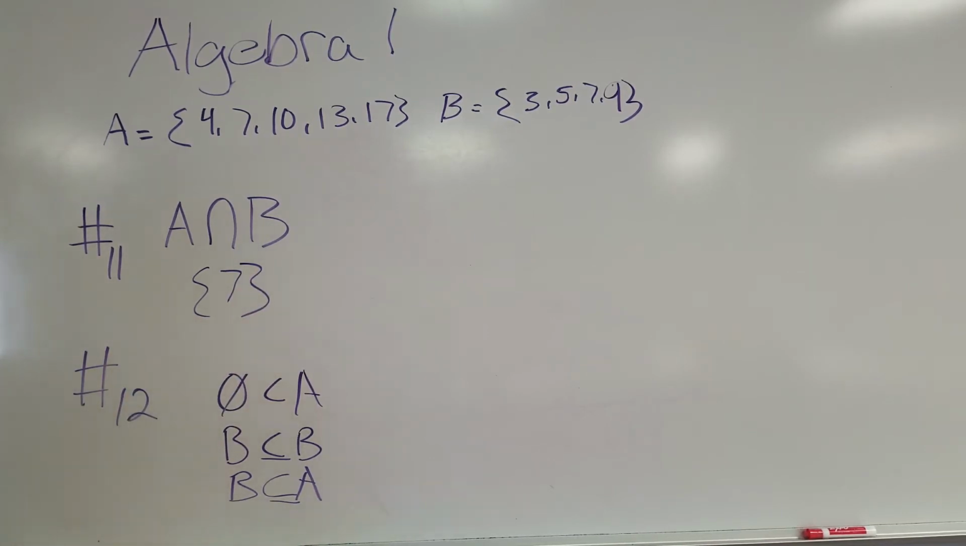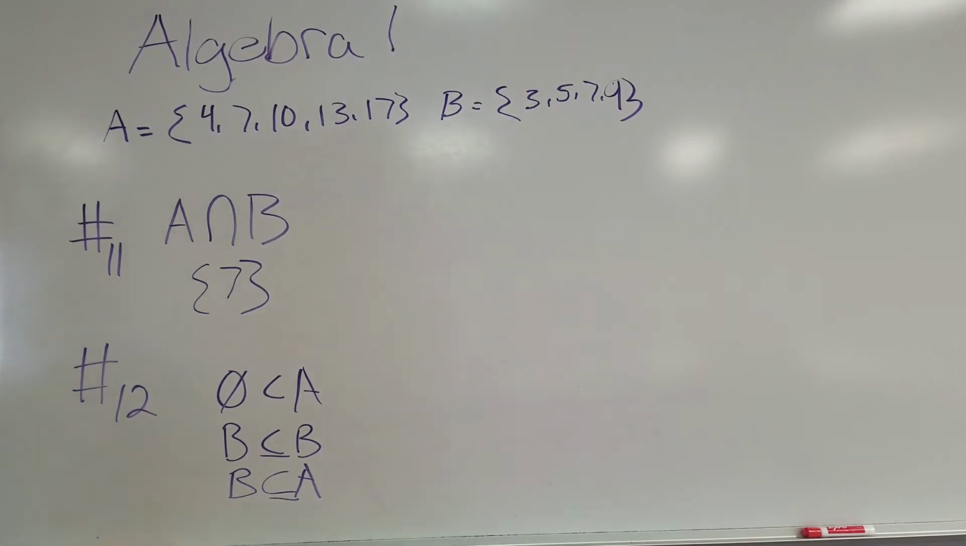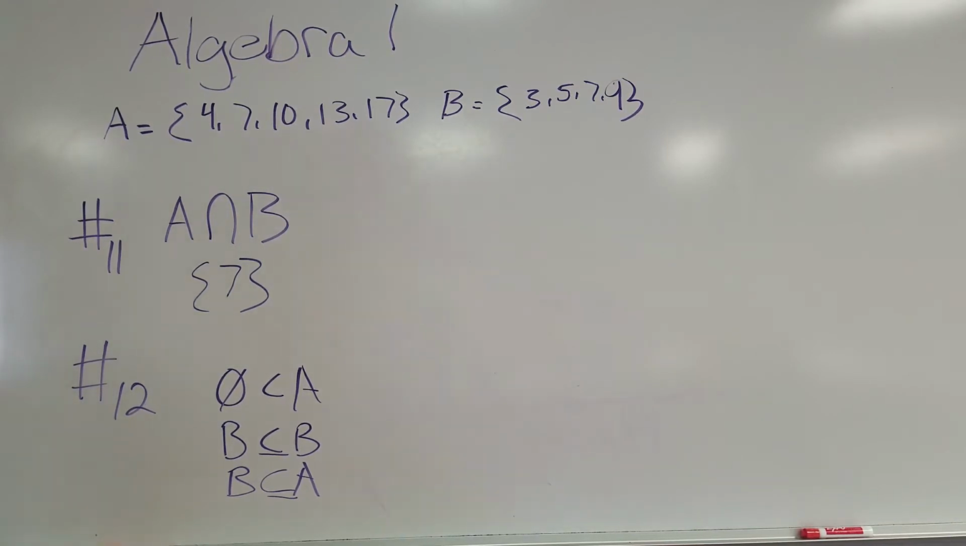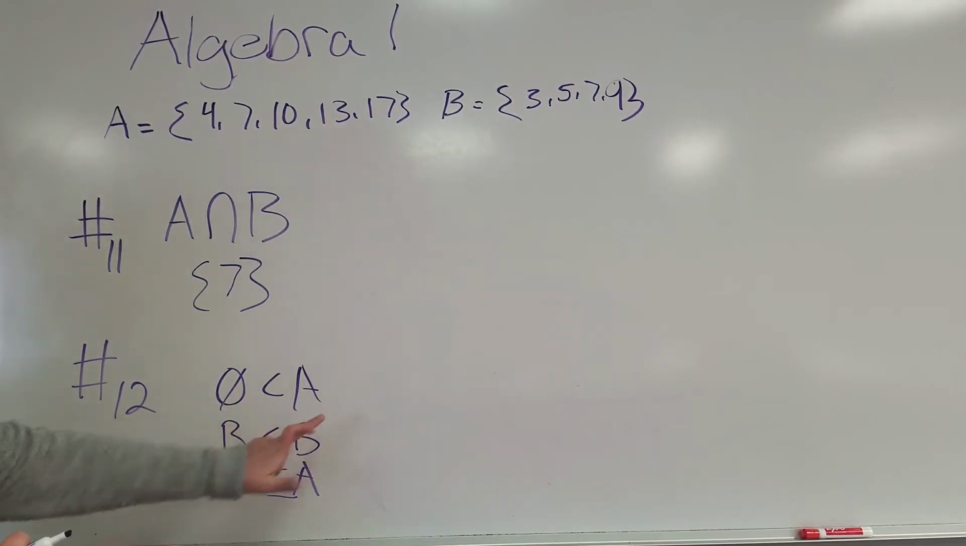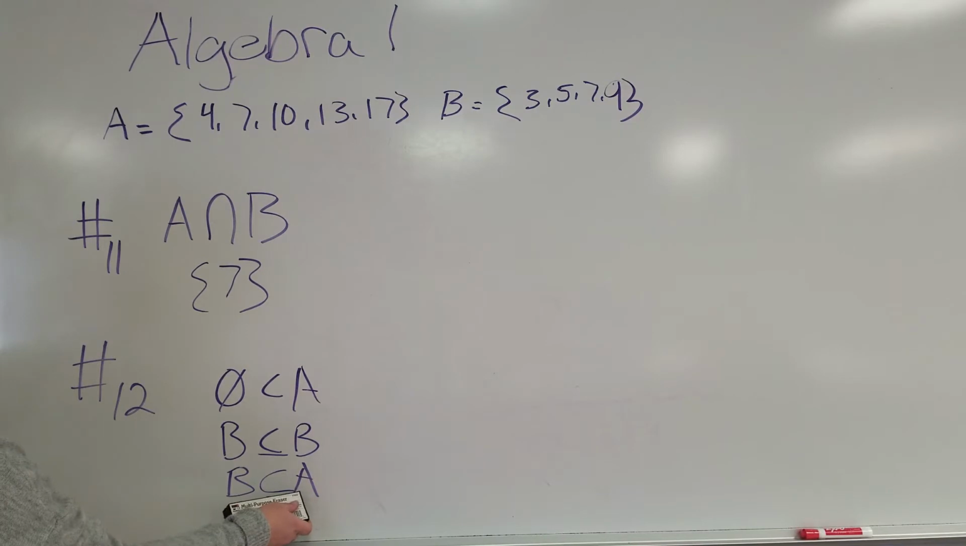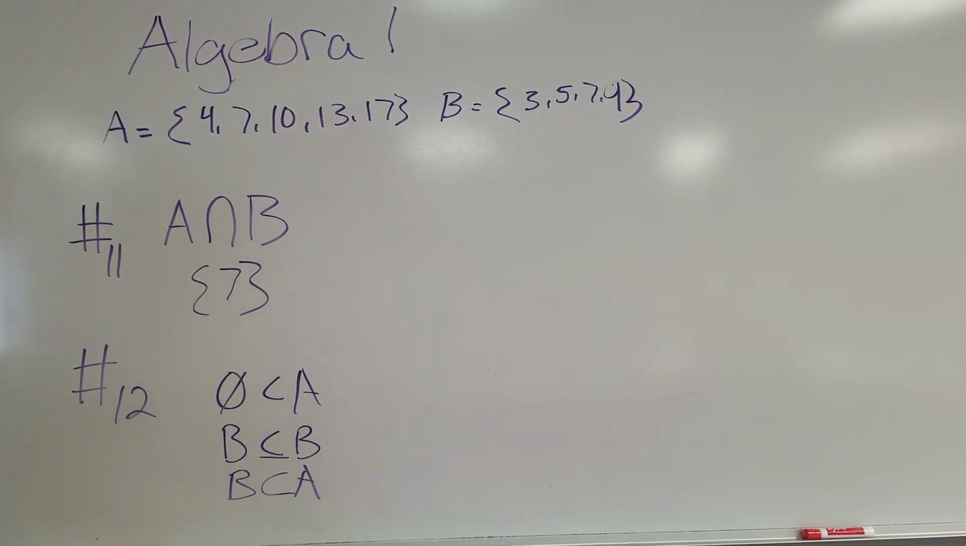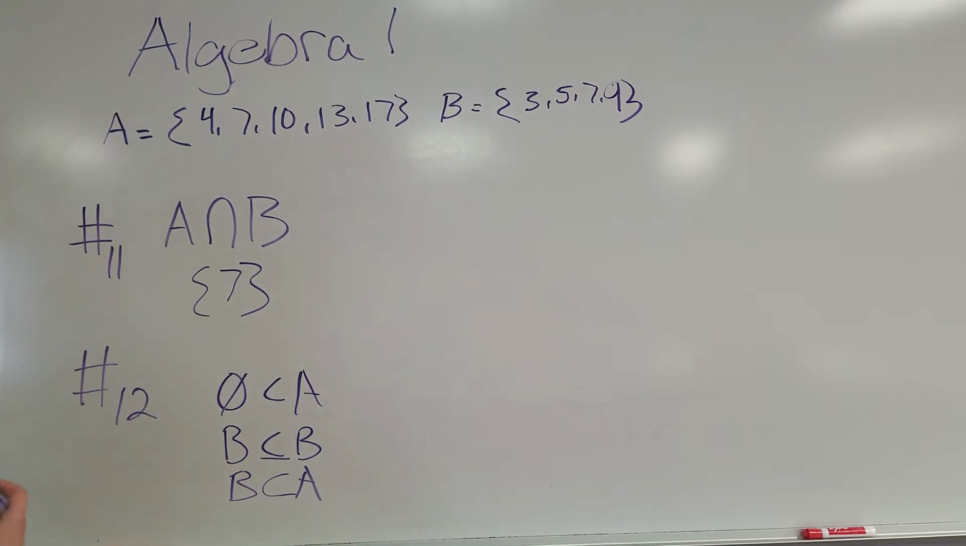On number 12, they ask you to find which of the following statements is false between these two sets. So they say these are subset signs. So it says an empty set is a subset of A, B is a subset that is equal to itself, and B is a subset of A. So remember, a subset contains elements that are only in another set.